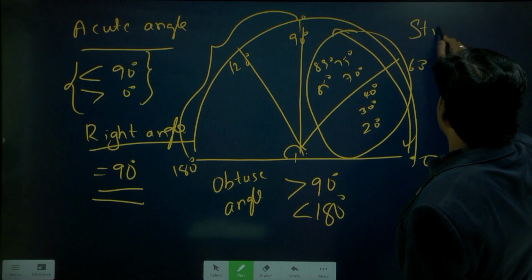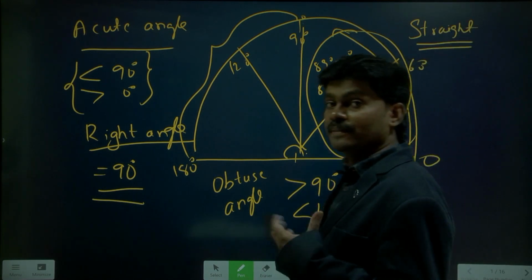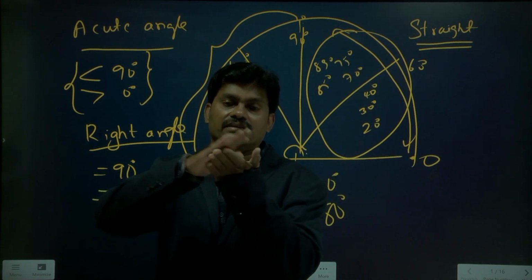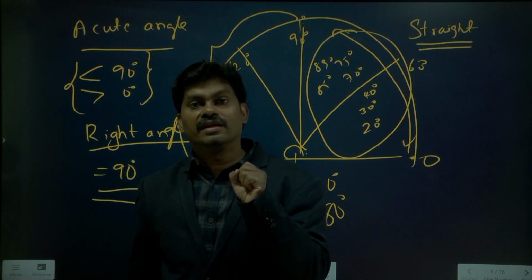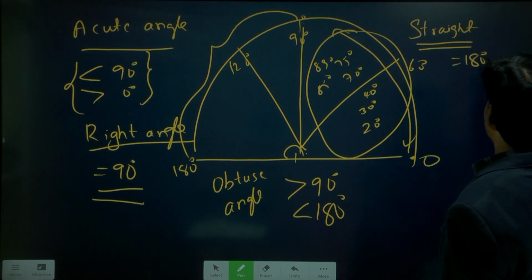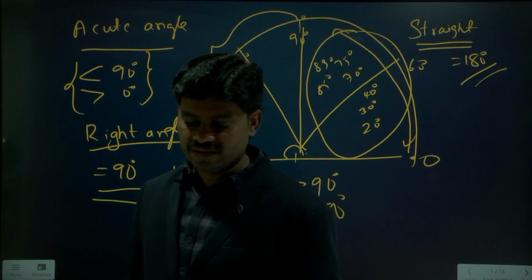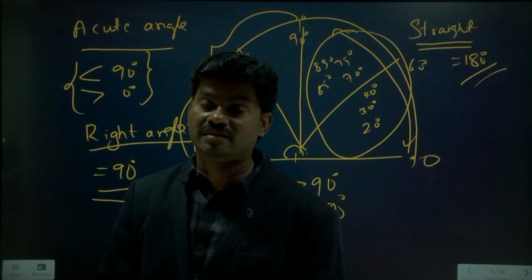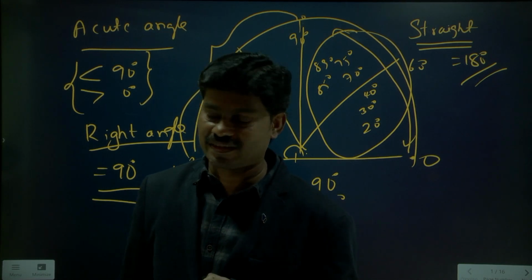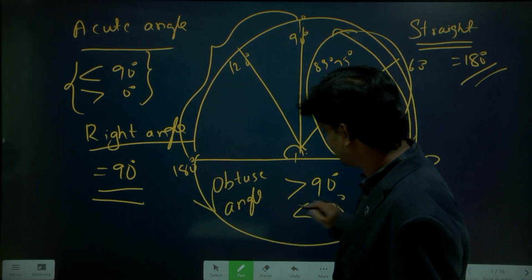And then straight angle. What is meant by straight angle? The name itself says straight line. Straight line in the sense it comes as flat. What is the angle here? Yes, 180 degrees. The angle which is equal to 180 degrees is called a straight angle. Next, reflex angle. Greater than 180, less than 360. It means the remaining part, this one. This is the reflex angle.